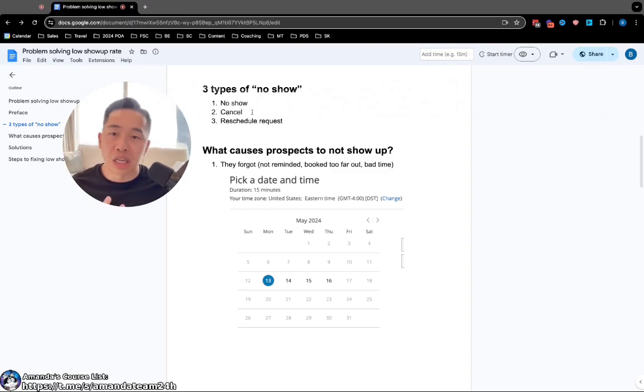The reason why we want to distinguish these 3 things, and you want to track this on your tracker as well, I'll add the tracker template to the modules as well, is because depending on what these things are, what you need to change in your confirmation process may be different.